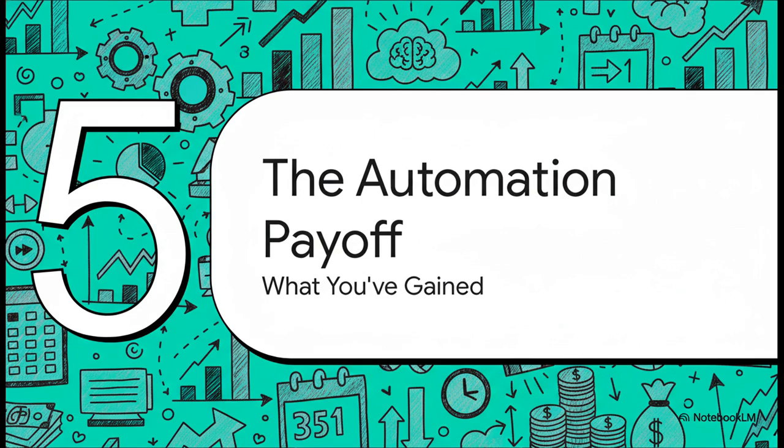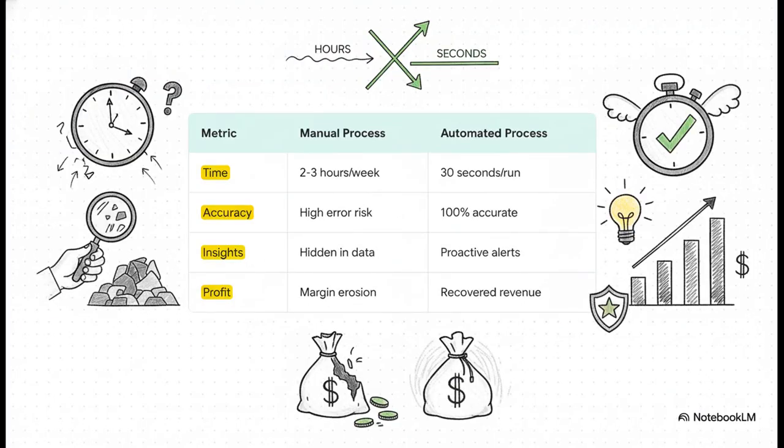So what's the real automation payoff here? When you step back, what did we actually gain? Let's break it down. You just have to look at this table. The change is, well, it's huge. We went from hours of work every week down to 30 seconds. We went from a high risk of human error to perfect source-level accuracy. But the biggest thing? We've gone from having key insights buried deep in raw data to getting proactive alerts that tell us exactly where the problems are. The impact on your profit is direct. You find and recover lost revenue, and you protect your margins on every single job going forward.